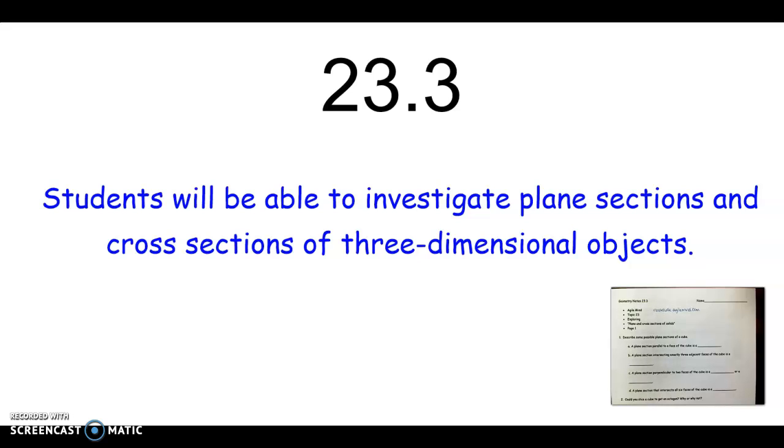This is the third block of topic 23. In this lesson, we're going to be investigating some plane sections and cross sections of three-dimensional objects.